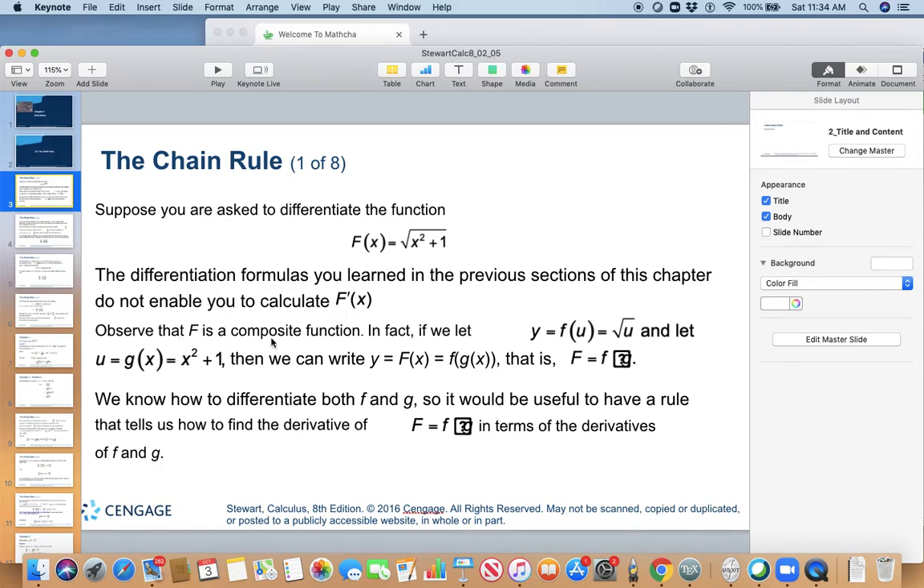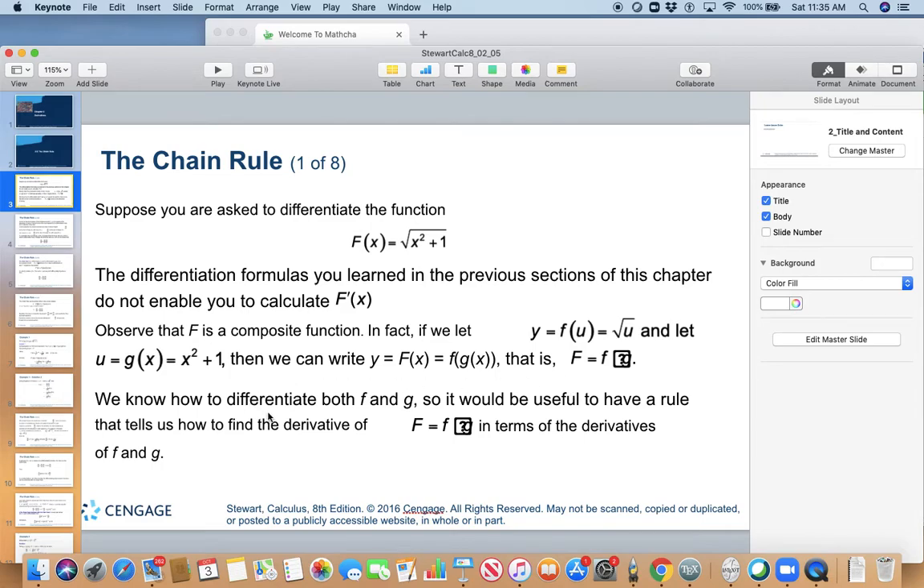Observe that F is a composite function. In fact, let one of the functions be the square root, f(u) equals square root of u. And let u, that is the object inside, be the other function, g(x) equals x squared plus 1. Then you can write y equals capital F(x), which is the composition of f with g. Outside, f being the square root; inside, g being x squared plus 1.